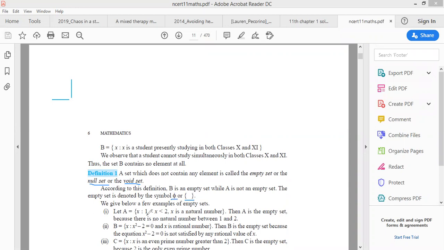For example, A is equal to x such that x lies between 1 and 2 and x is a natural number. Since we have no natural number between 1 and 2, just after 1 comes natural number 2. So between 1 and 2 is no natural number. But this statement is valid mathematically and it has no element. So it is a null set, void set, or empty set.